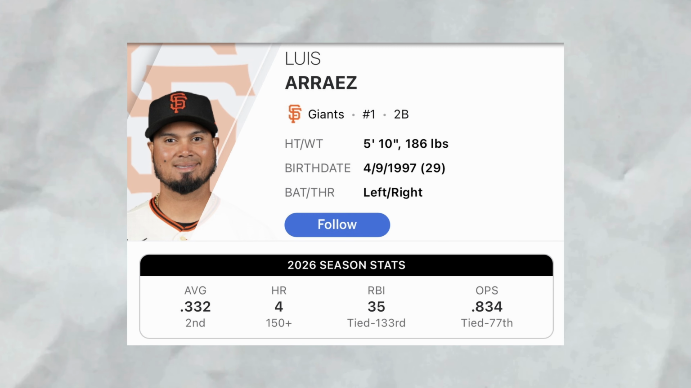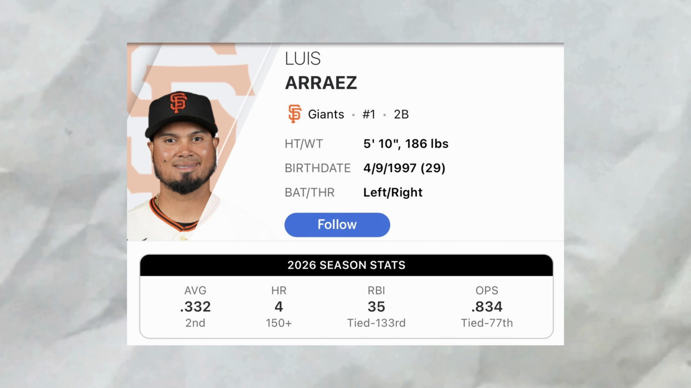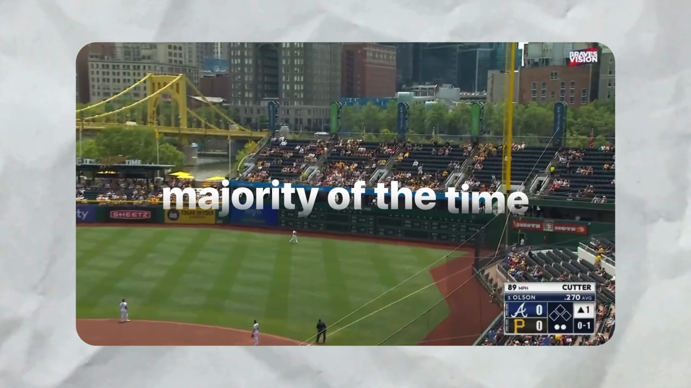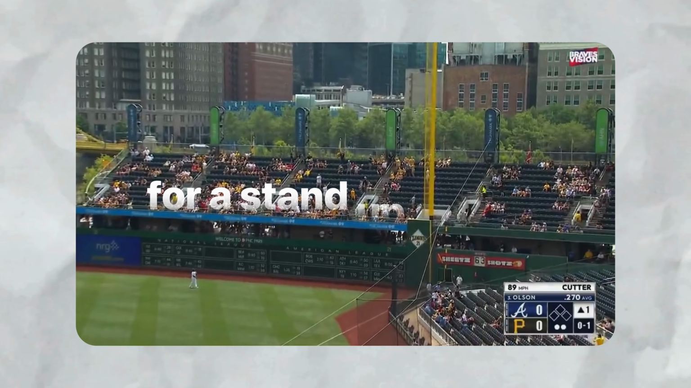Because here's the mistake that most people make when betting on the doubles props. They look at some of the hottest hitters who are batting .300 plus in the MLB and say, sure, he's gonna hit a double today, why not? However, the world of betting on doubles is a lot more complicated than that. A ball crushed at 108 miles an hour and pulled into the wind, the majority of the time doesn't land in the gap for a stand-up double.